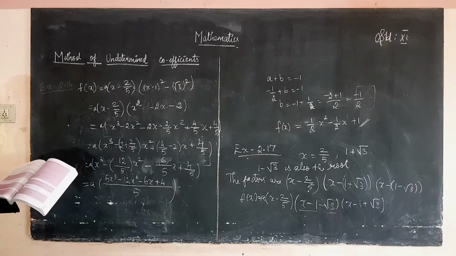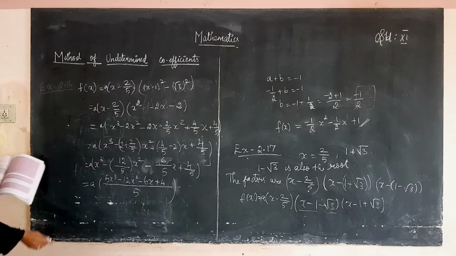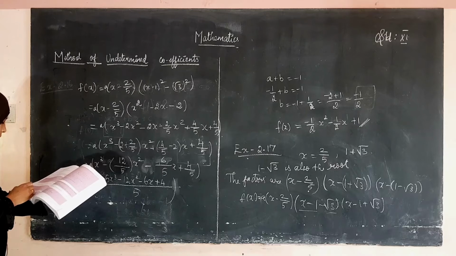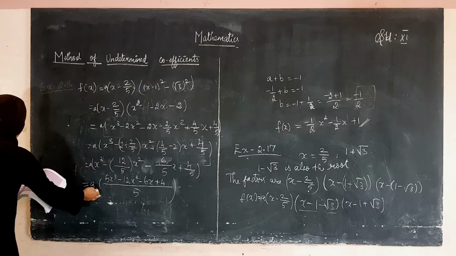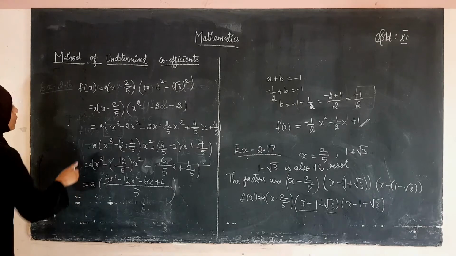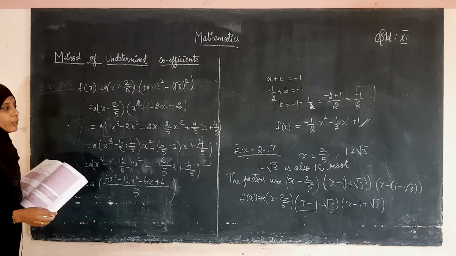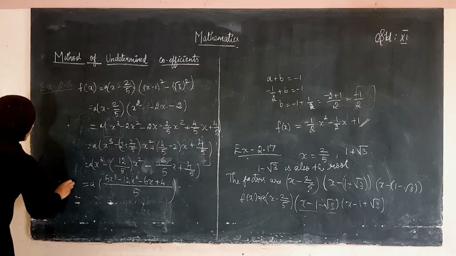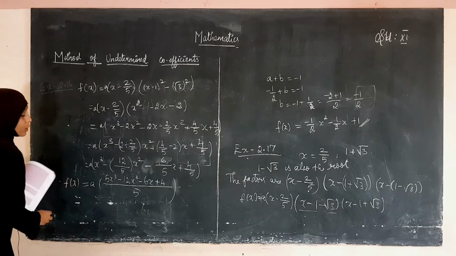Right, 6x plus 4. Now, see here, what we have is f of x is a into this term. Now, we have to find the value of a. See, what I have given in the question is f of 0 is equal to minus 8. So, this is f of x, right. Shall we substitute 0 here?